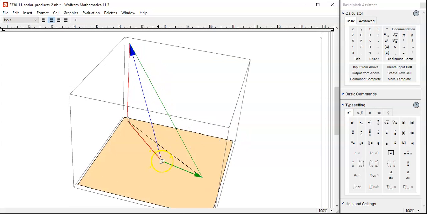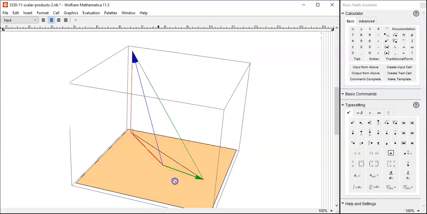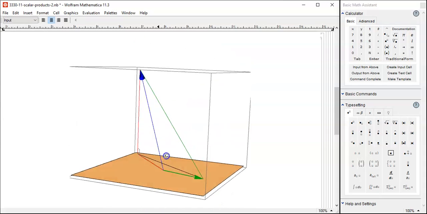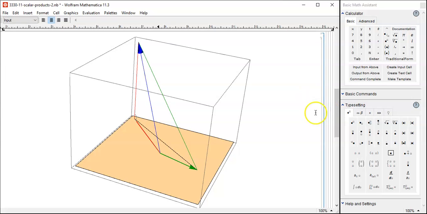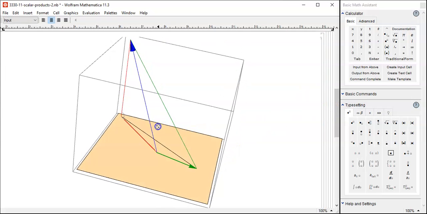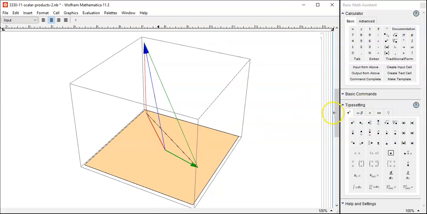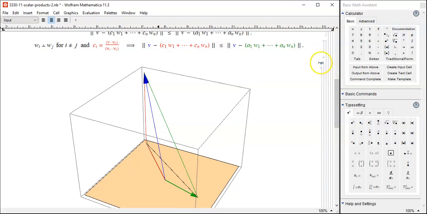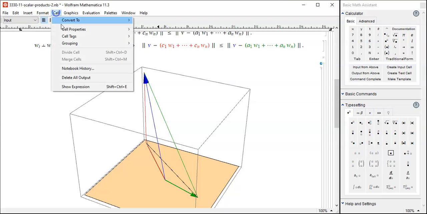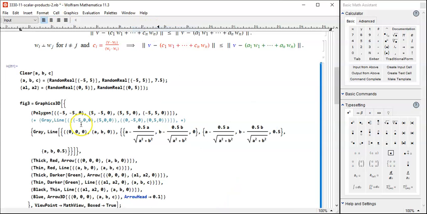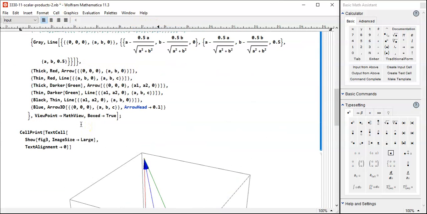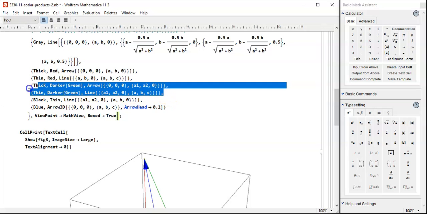Okay, please take a look at this blue vector. Clearly, this is not perpendicular to this plane down here. I can't see things very well, so let me erase these green vectors here. Okay, I'm removing these greens.